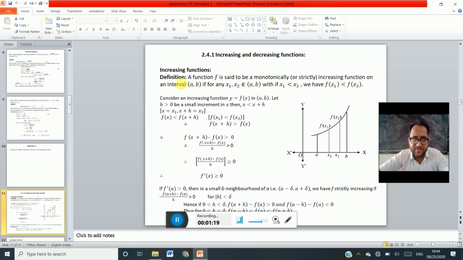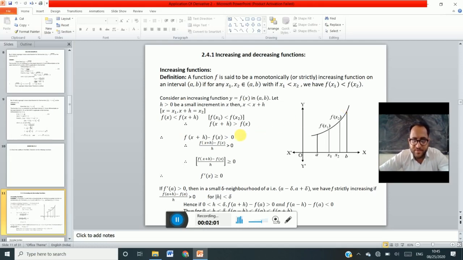What is that? A function on an open interval AB, if for any x1, x2 belongs to the open interval AB, with x1 less than x2, we have f of x1 less than f of x2. See again, x1, x2 belongs to open interval AB and x1 less than x2, we have f of x1 less than f of x2. So we get this curve, that is an increasing curve. Therefore that function is known as increasing.